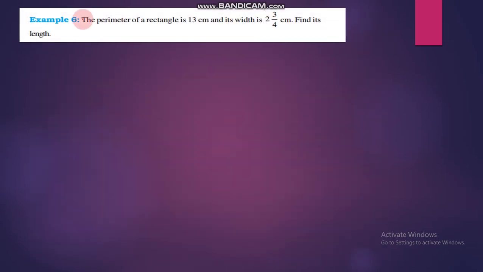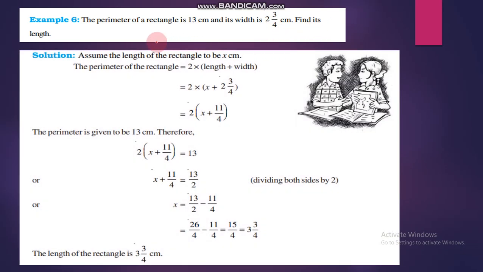Next example: the perimeter of a rectangle is 13 centimeters and its width is 2 and 3 upon 4 centimeters. Find its length. First, you know the formula for the perimeter of a rectangle is 2 into length plus width.